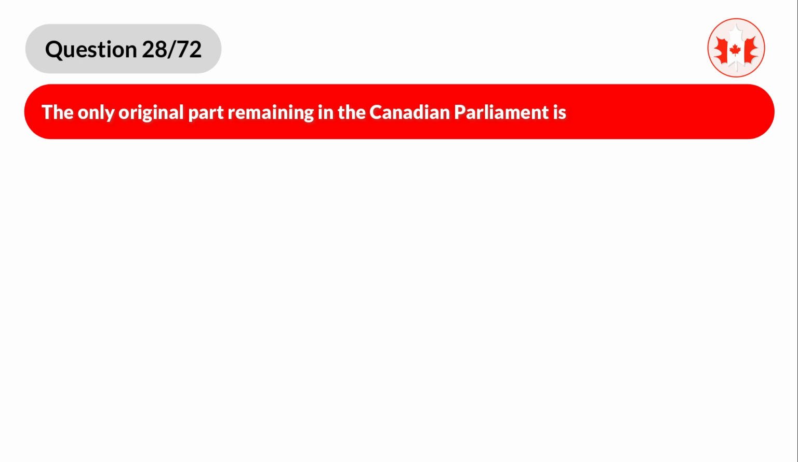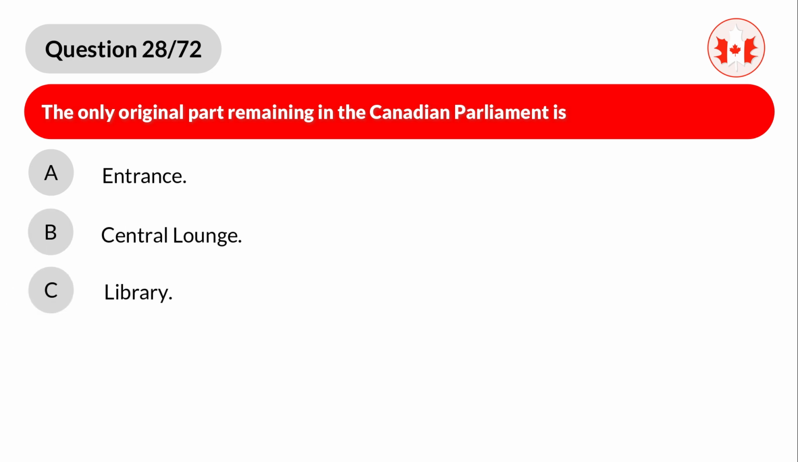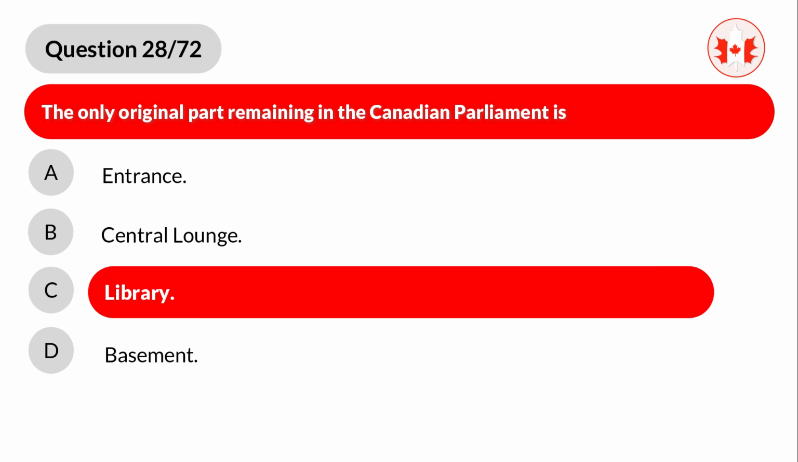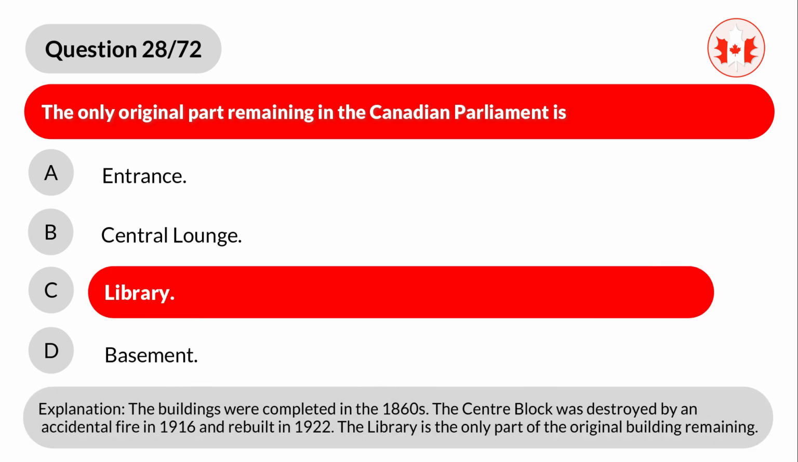Question 28. The only original part remaining in the Canadian Parliament is A. Entrance. B. Central Lounge. C. Library. D. Basement. The correct answer is C. Library. Explanation: the buildings were completed in the 1860s. The center block was destroyed by an accidental fire in 1916 and rebuilt in 1922. The library is the only part of the original building remaining.